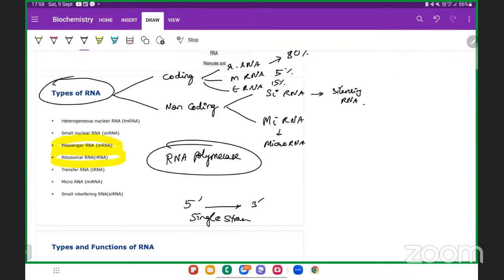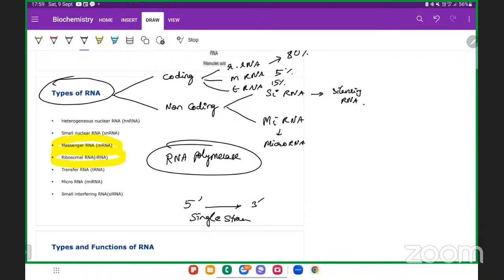Important, what you need to remember is these three, because these three are the ones participating in the coding mechanism. That is the reason I am giving importance to these three. Next we are going to go for the non-coding RNAs. In non-coding we have two important things. One is your siRNA, the other is miRNA.